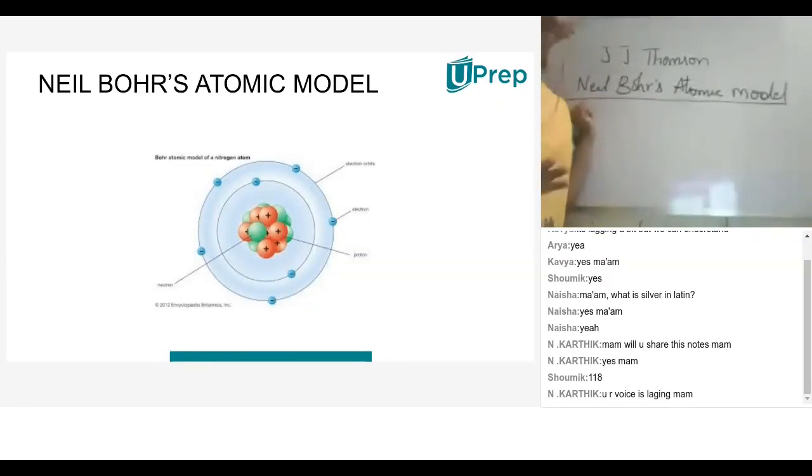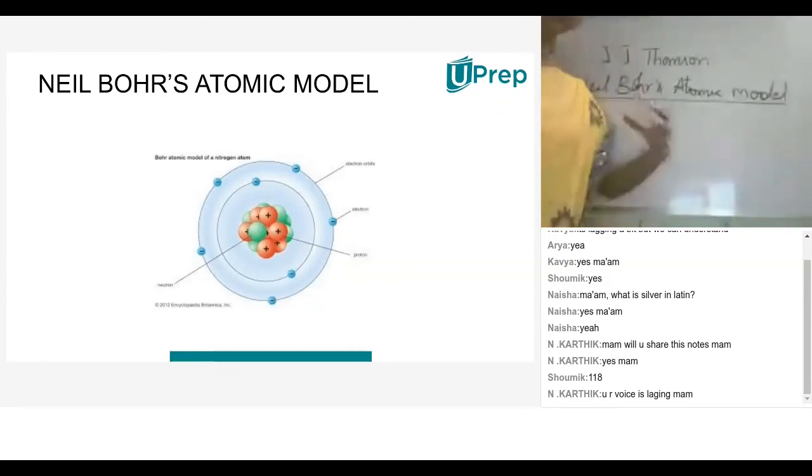But they failed to give the positions of the subatomic particles in the atom. So Niels Bohr gave a clear idea about the positions in the atom by taking the orbital structure.